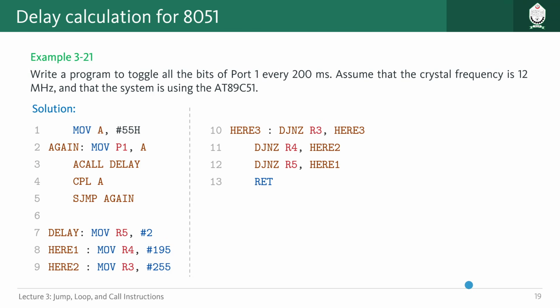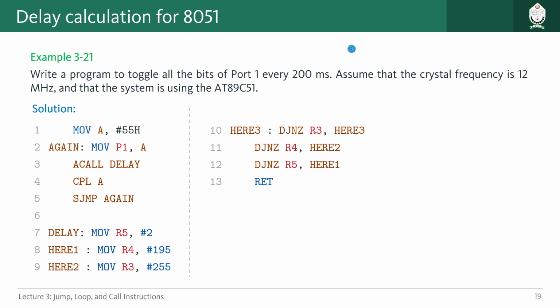What you can approximate is in this kind of problems, like here they are asking us to write a program to toggle all the bits of port 1 every 200 milliseconds. That means you have to create a delay for 200 milliseconds. So exactly accurately making 200 milliseconds may not be possible, so you can approximate that, but your result should be very close to 200 milliseconds.